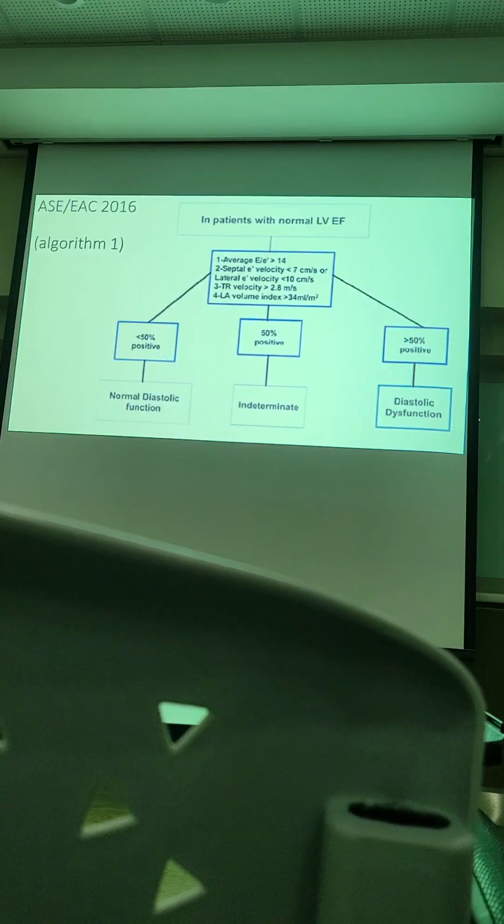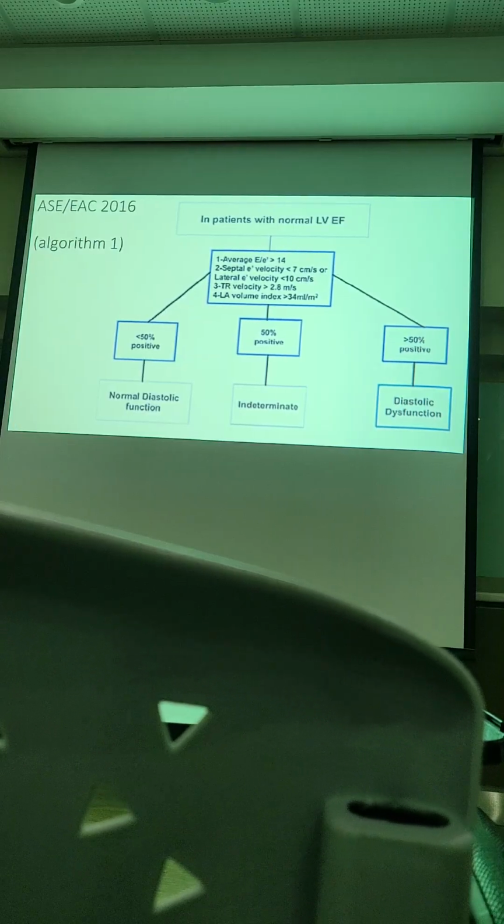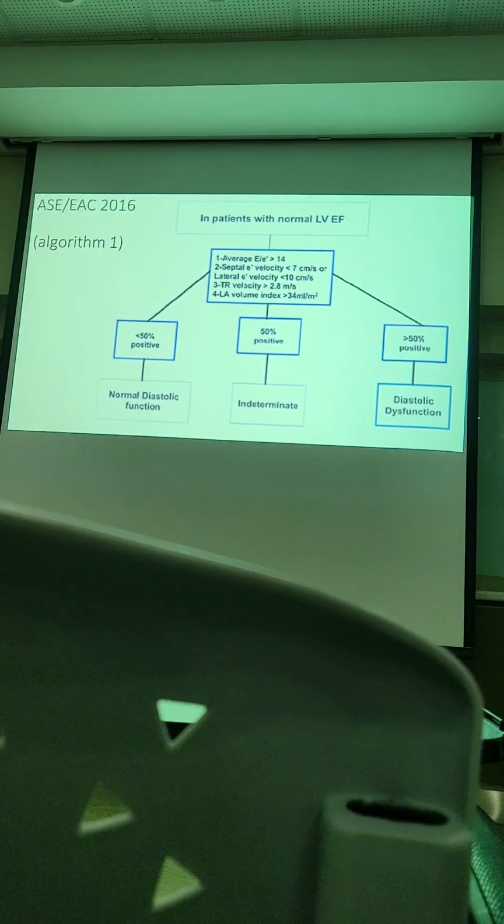So this one. You see the first algorithm, I think it's quite simple. There are 4 criteria. Kalau 1 or 0 positive, it is normal diastolic function. Kalau 3 or more, it is diastolic dysfunction, you move on to your second algorithm. Tapi kalau 2, then indeterminate. Susah, tak boleh sembang lagi lah.